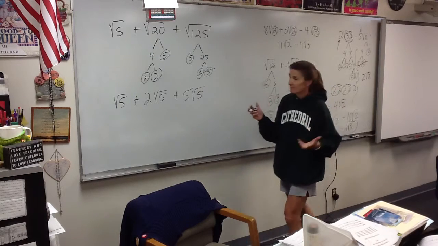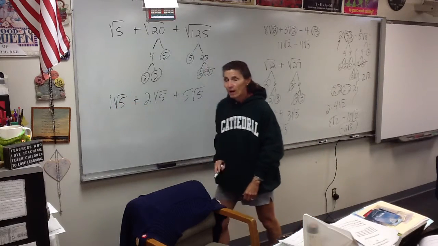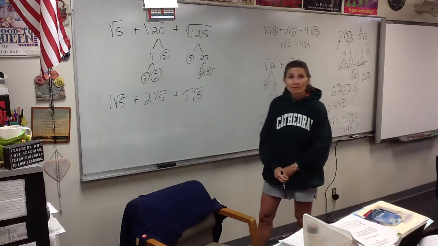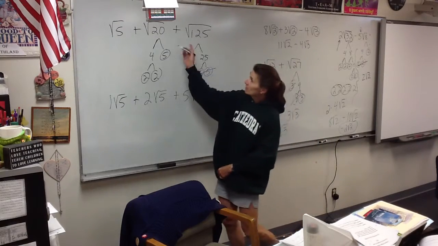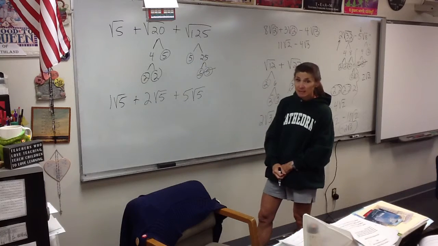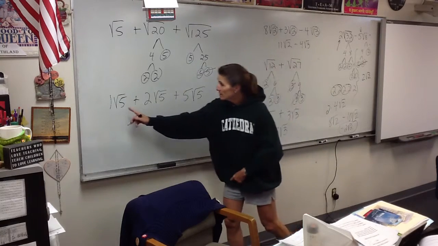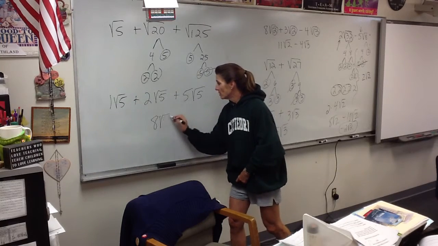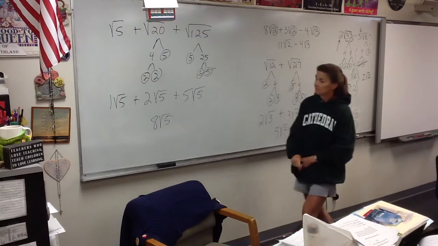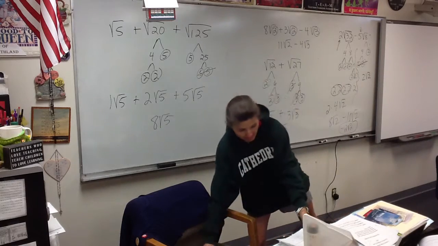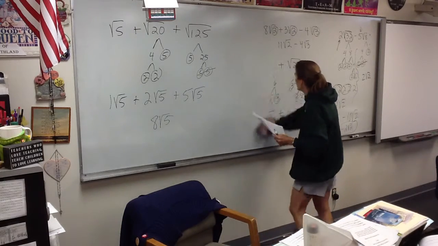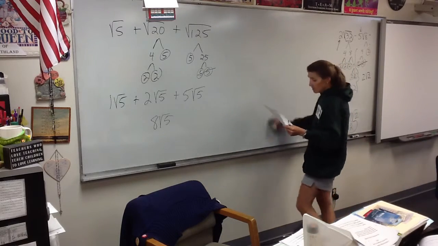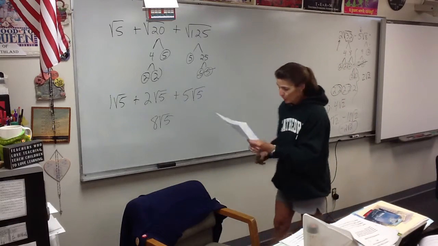Well, look at this. We have 1 root 5, and 2 root 5, and 5 root 5. So the problem that looked like it didn't simplify in the beginning actually adds up to 1 and 2 and 5. That makes 8 root 5s. One more. And then we'll be ready to practice a little bit on your own.